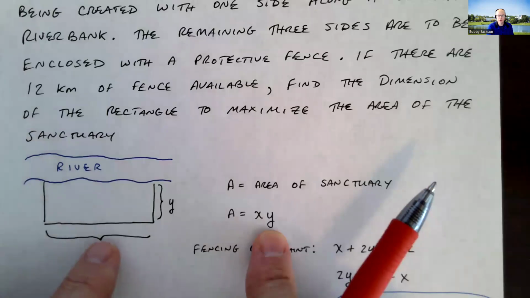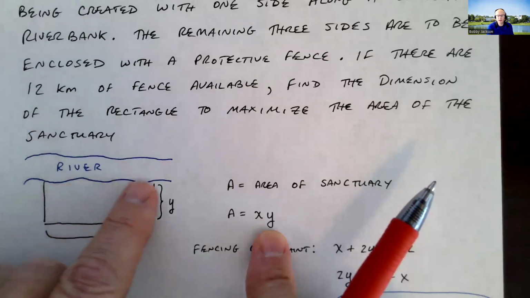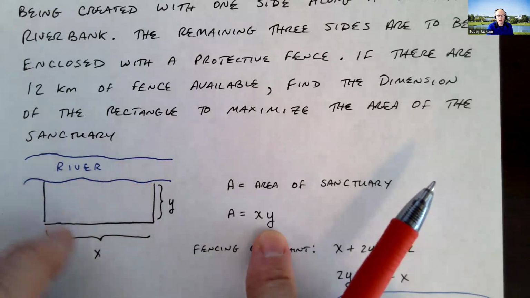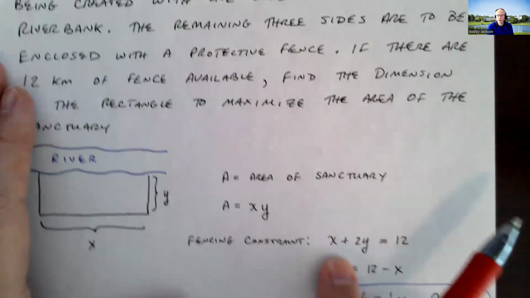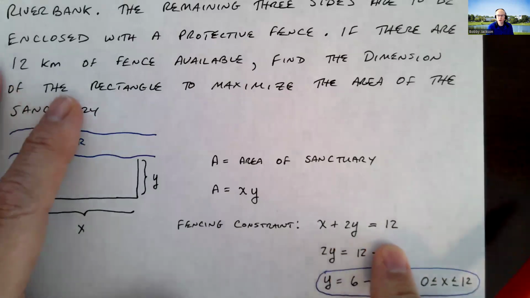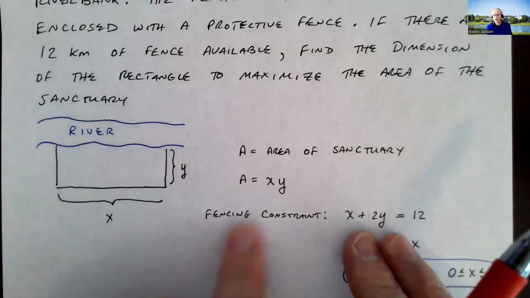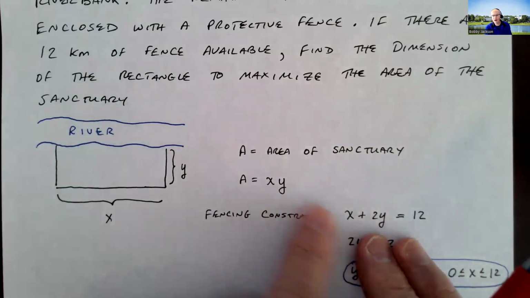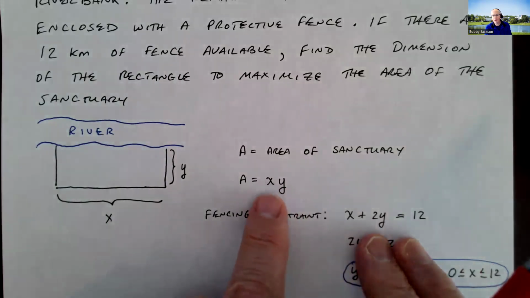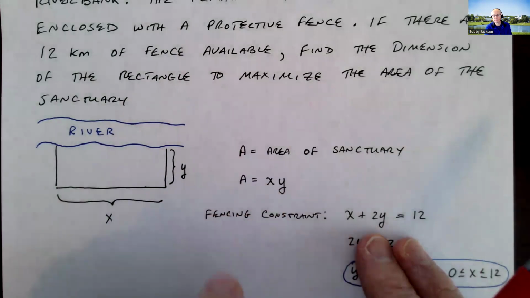So how much fencing do we need here? We don't need any fencing along the river, so it's just Y plus X plus Y, or X plus 2Y. So X plus 2Y equals 12 kilometers. That's the constraint that we have on the problem. So I can now solve for one of my variables and plug back into my area function to get a function of one variable, which is what I need in order to maximize it.